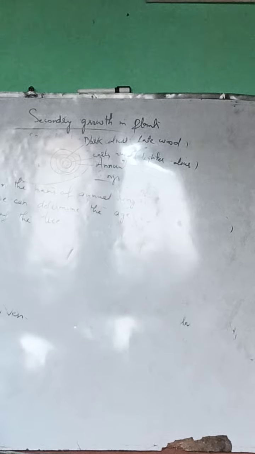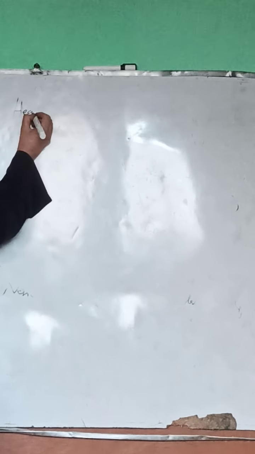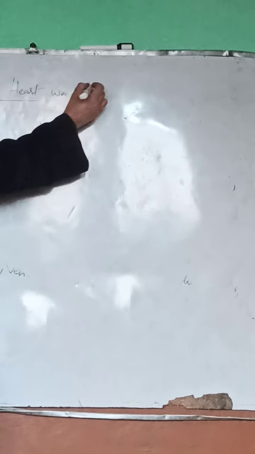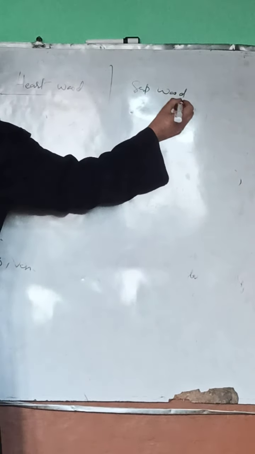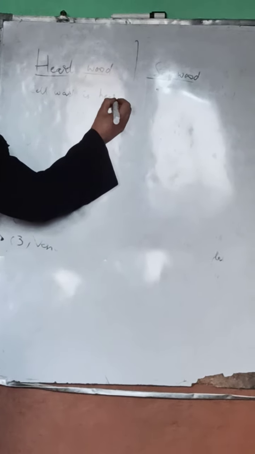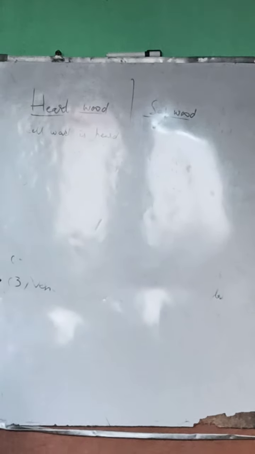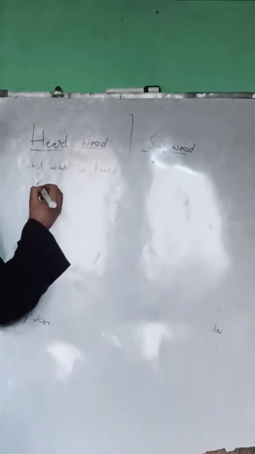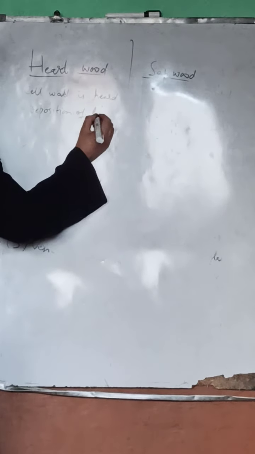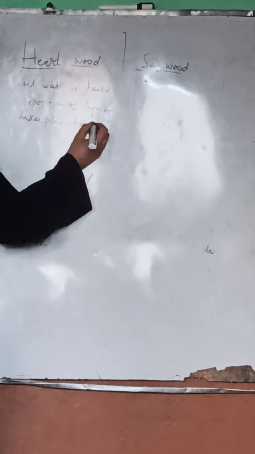Now we will talk about hardwood and sapwood. In case of hardwood, the cell wall is hard, because lignification takes place. Lignin deposition takes place here.